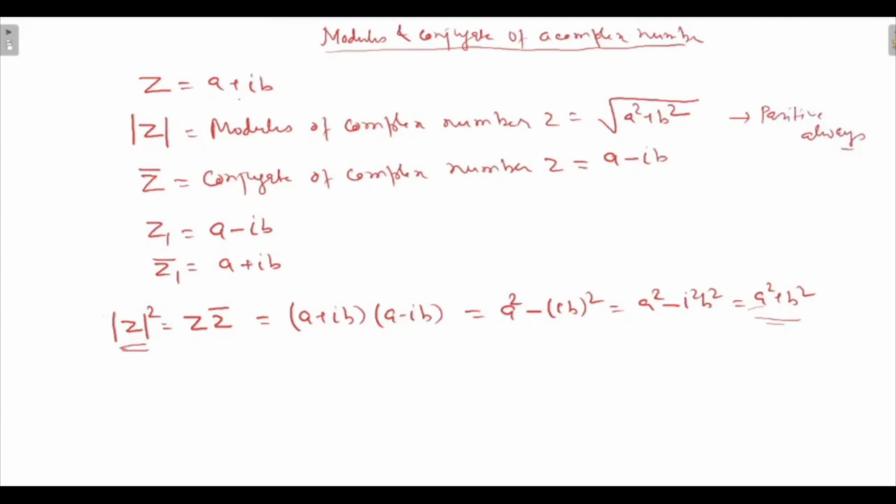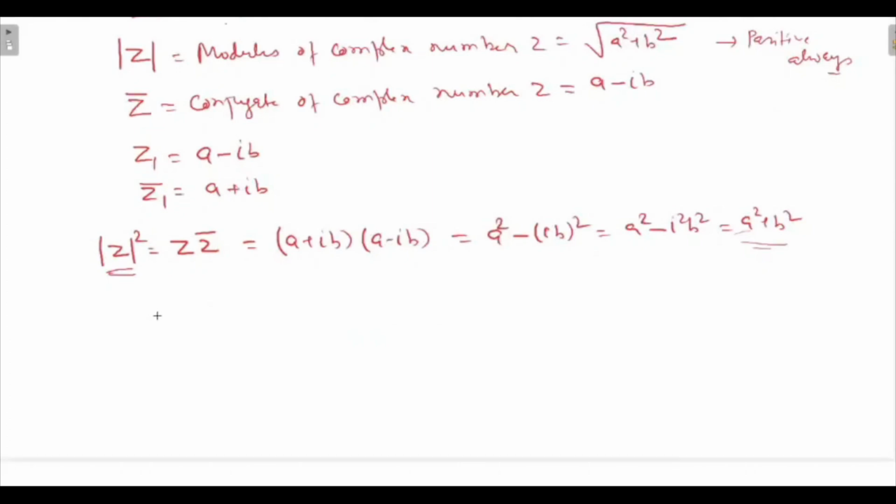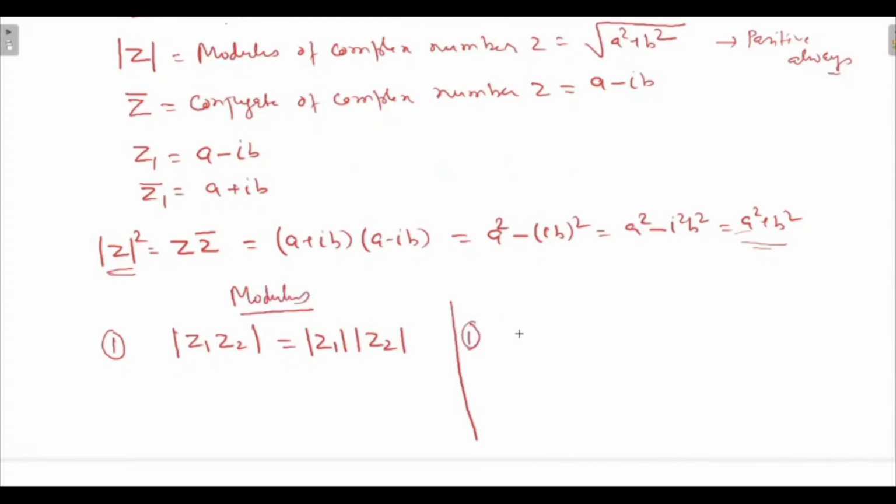And then there are some properties of modulus and conjugate. Whatever the common property, I'll write side by side, and then I'll write the property which is specific to conjugate separately. The first property is that if you multiply two complex numbers and take the mod, it will be equal to the modulus of the first complex number multiplied by the modulus of the second complex number. This is the property of modulus. I'm writing it side by side so that you can remember it easily. Similarly, the same property holds true for conjugate as well. So z1 z2, first you multiply and take the conjugate of it. It will be equal to z1's conjugate multiplied by z2's conjugate.